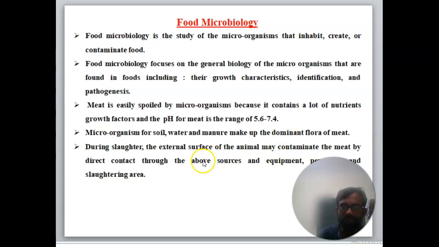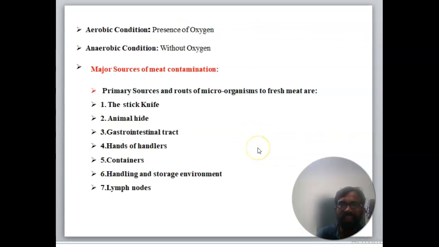Microorganisms from soil, water and manure make up the dominant flora of meat. And during slaughter, the external surface of the animal may contaminate the meat by direct contact or through the above sources, the equipment, personnel and slaughterhouse area. Now you can see the next slide.